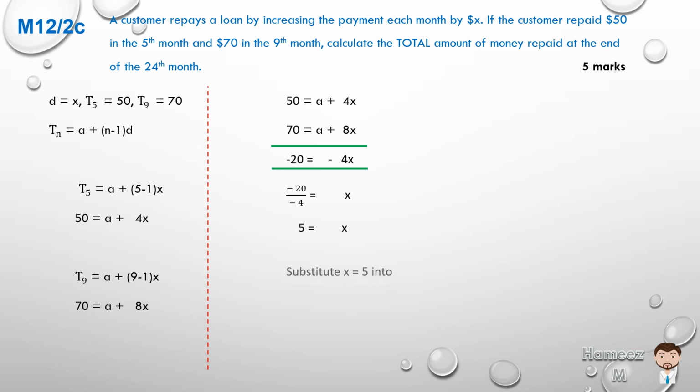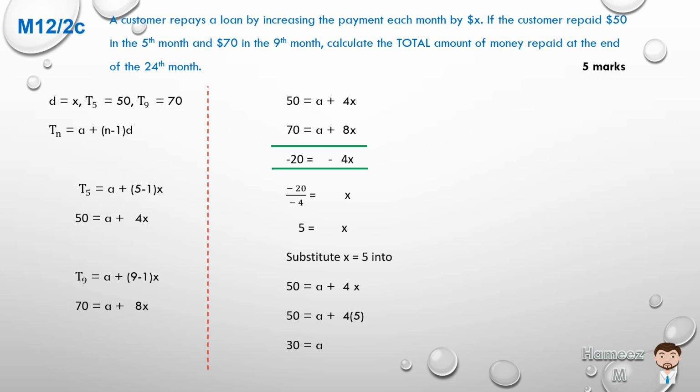If we substitute X is equal to 5 into any one of the equations, let's take the first equation, 50 is equal to A plus 4X. Then we're going to get 50 is equal to A plus 4 times 5. 4 5s are 20, and if we carry it across, 50 minus 20, that means that 30 is equal to our first term, A.